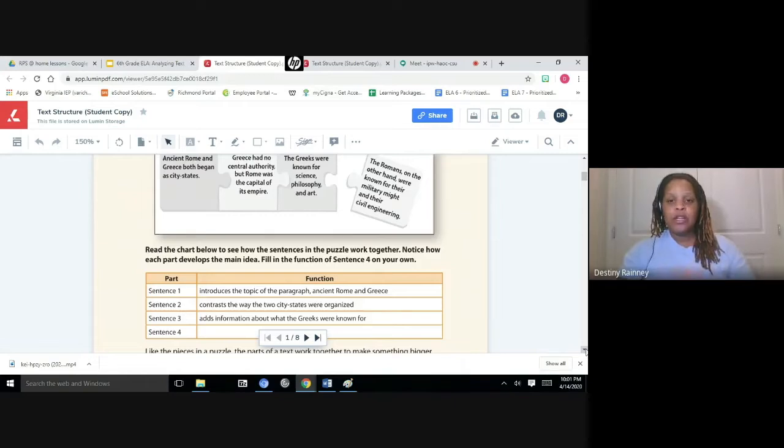Now, what I would like you to do is to take a look at sentence 4. The Romans, on the other hand, were known for their military might and their civil engineering. I want you to think about what the function or purpose of sentence 4 is. Go ahead and take a minute to write that down on your sheet of paper or in your notebook.